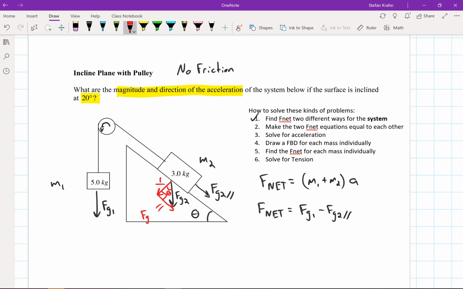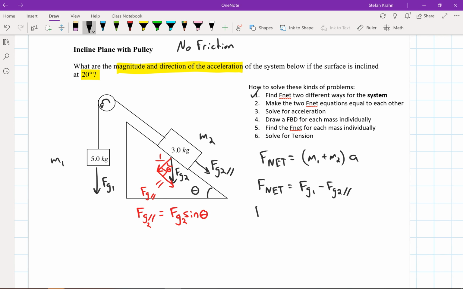So here, this bottom part is my Fg parallel, and if you remember from my inclines lesson, my parallel component is going to be my force of gravity times the sine of the angle. And if we look here, I have my angle here, and this is my opposite side, so that's why I'm using sine. So I'm going to be using that in just a second. Again, this is Fg2 because it's on mass 2. Okay, so I got my second net force.